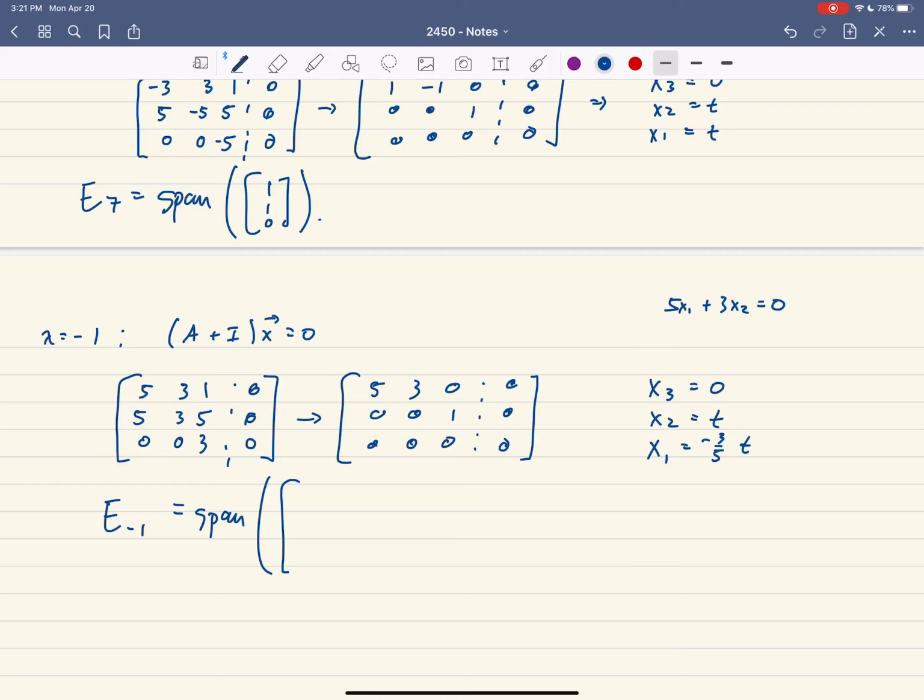So E negative 1, this eigenspace, is going to be the span of the vector negative 3/5, 1, 0. Or we can scale this and get the same span. So if I multiply everything by -5, this will end up being the span of the vector 3, -5, 0.